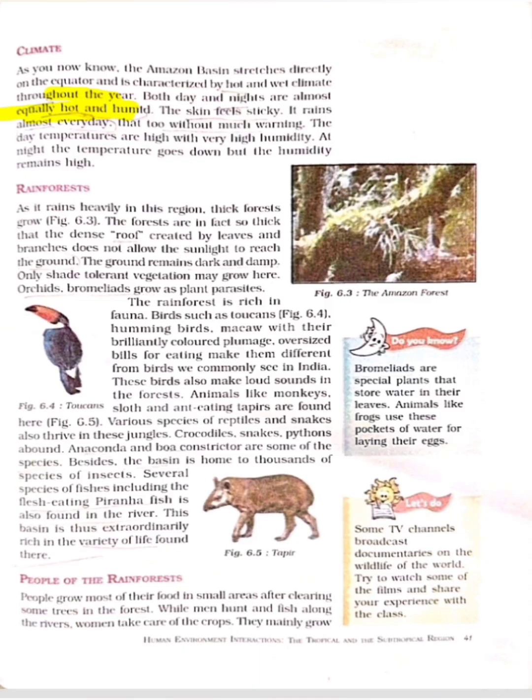Animals like monkeys, sloths, and tapirs are found here. Various tapirs you see in the figure. Various species of reptiles and snakes also thrive in these jungles. Crocodiles, snakes, pythons, the anaconda, and the boa constrictor are considered some of the dangerous species. Besides, the basin is home to thousands of species of insects. Several species of fishes, including the flesh-eating piranha, are also found in the river.